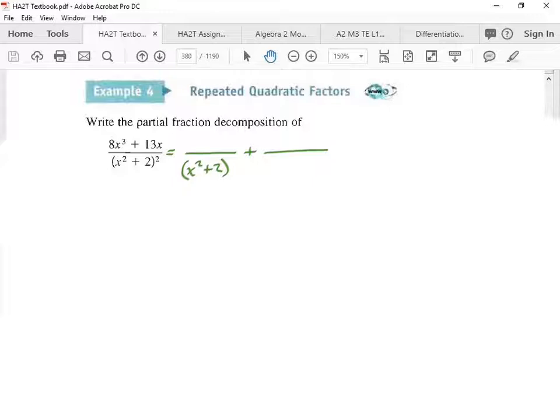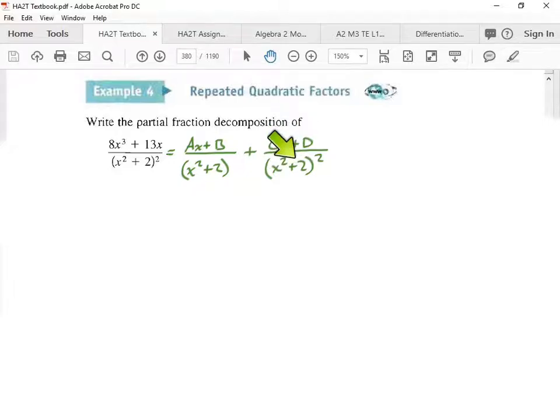What do you suppose the next one's going to be? Close. x squared plus 2 squared. No, not everybody said that. Okay, the top is going to be ax plus b. So what's the next one going to be? Cx plus d. No squared. It's just because you can't factor this anymore, and we have a degree of 2 on the denominator, so you gotta have a degree of 1 on the numerator.